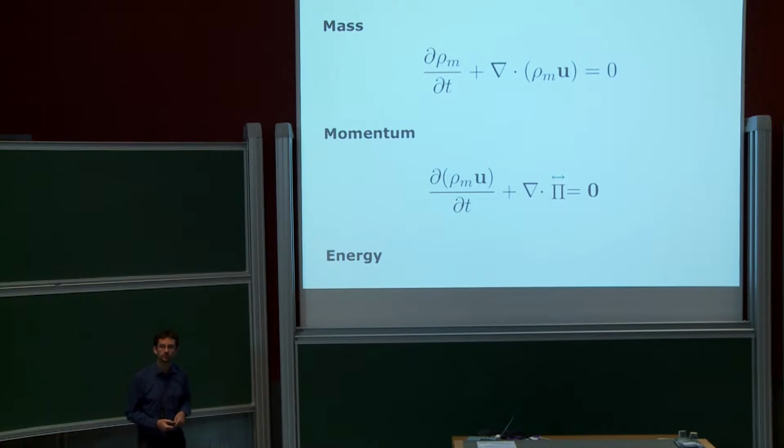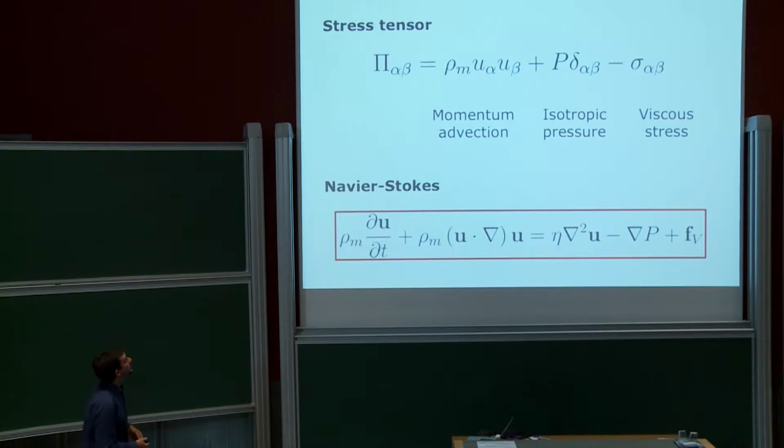So what do you know about momentum conservation in hydrodynamics? What is the key equation for describing hydrodynamics on a macroscopic scale? Navier-Stokes. So where does Navier-Stokes come from? You need to have an expression for the divergence of the stress tensor. And the stress tensor has different components to it.